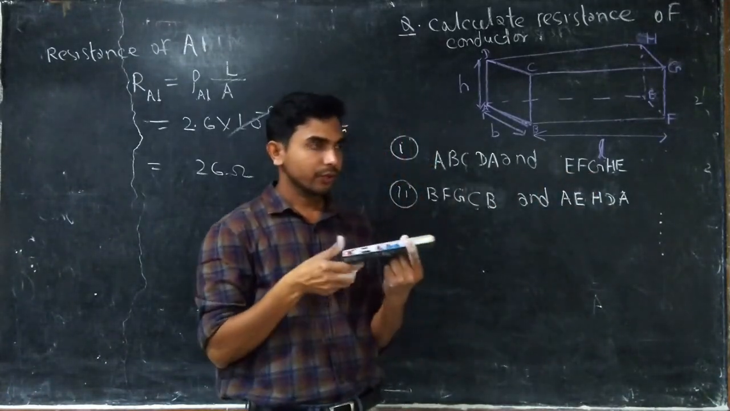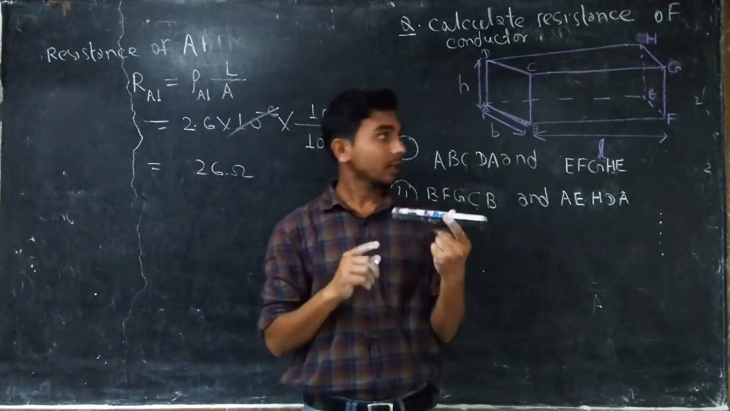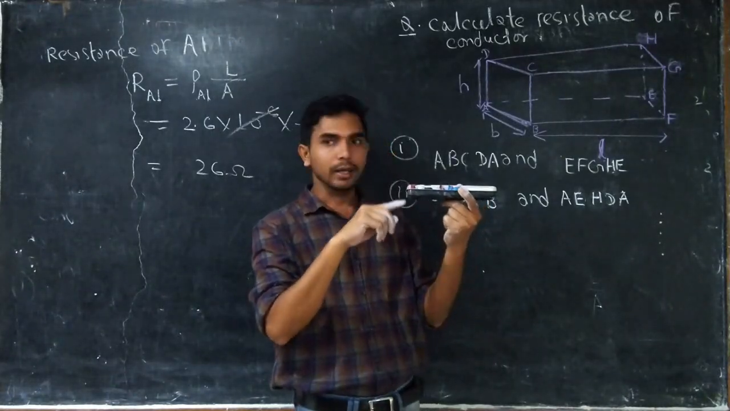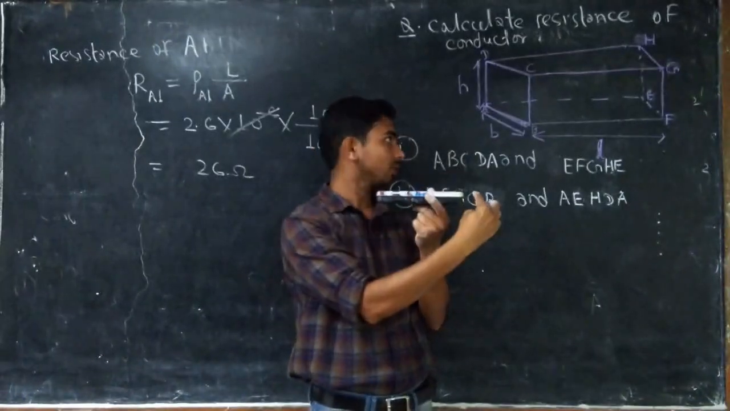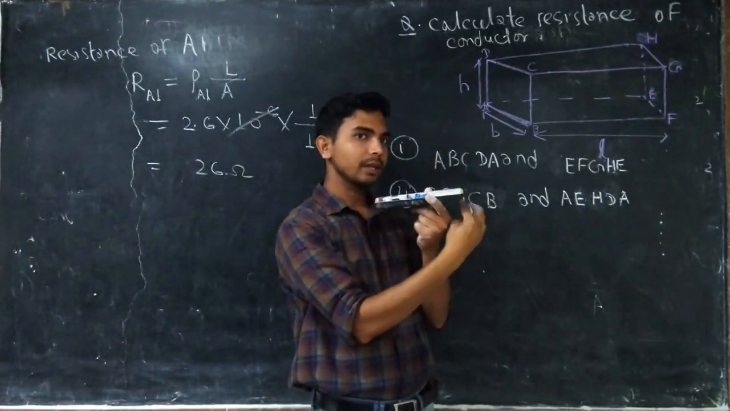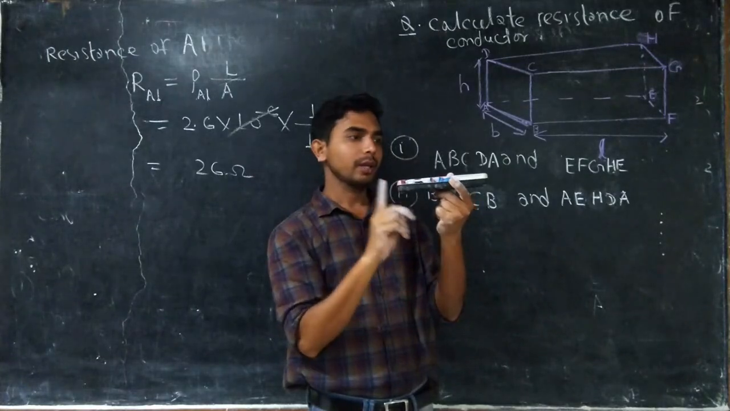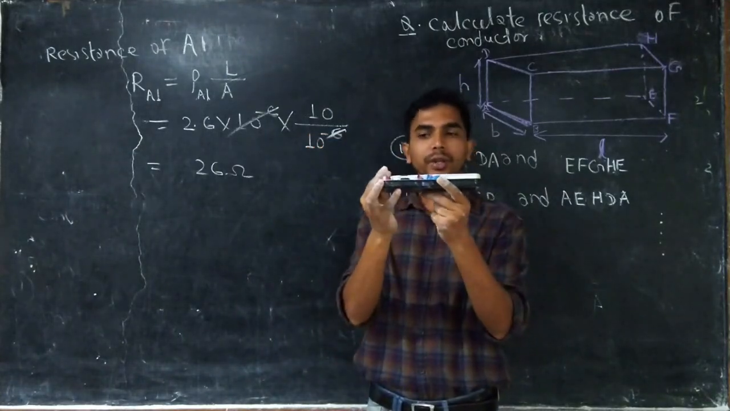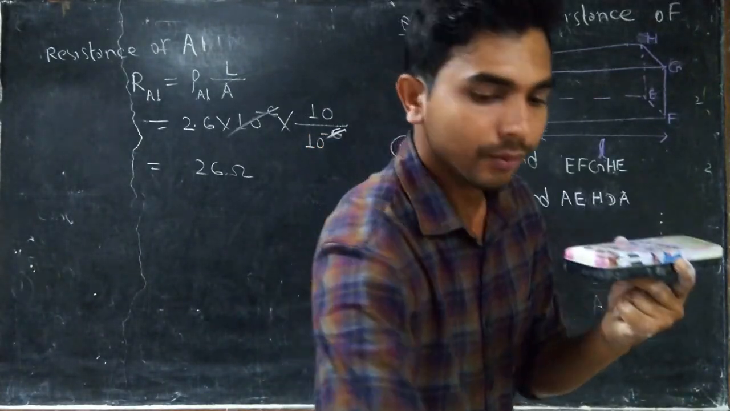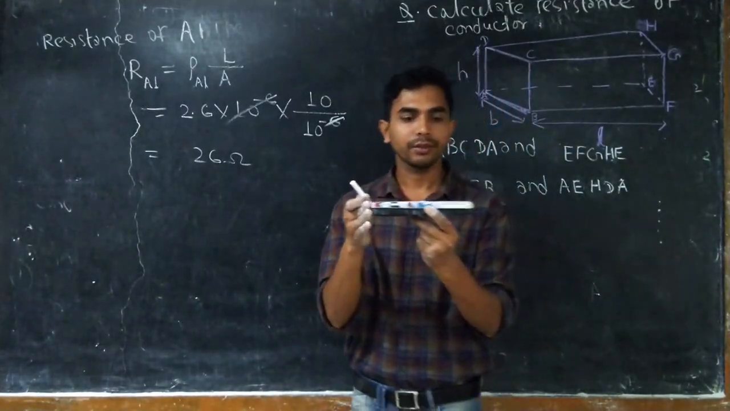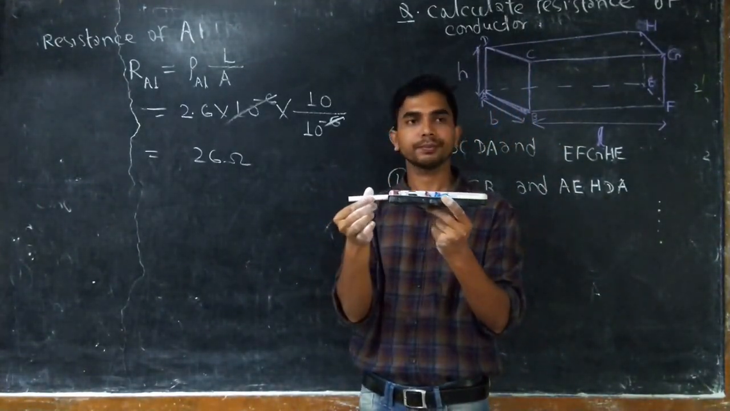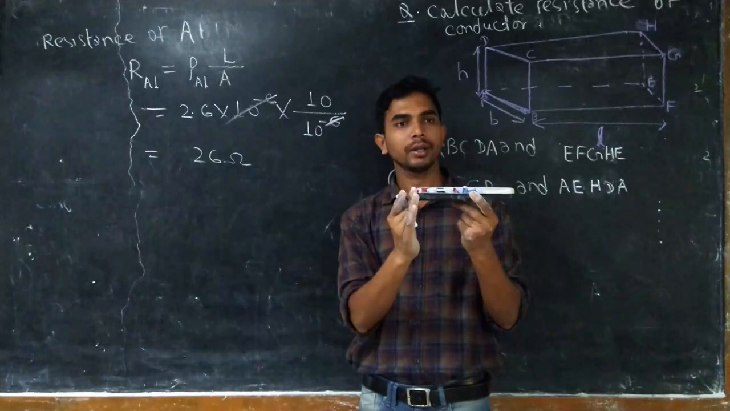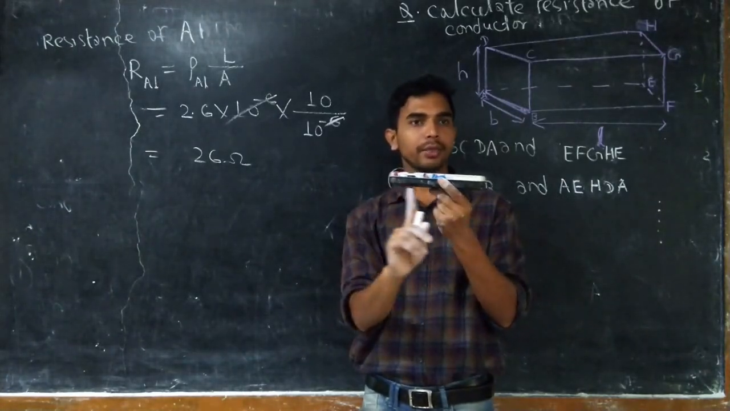Suppose this is your A, B, C, D, and this is your E, F, G, H. We have to find the resistance across these two faces. If I find the resistance across these two faces, current is passing like this. Then what will be the cross section area? This is your cross section area, and this one will be your length.